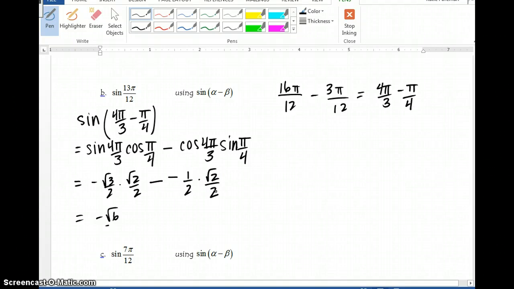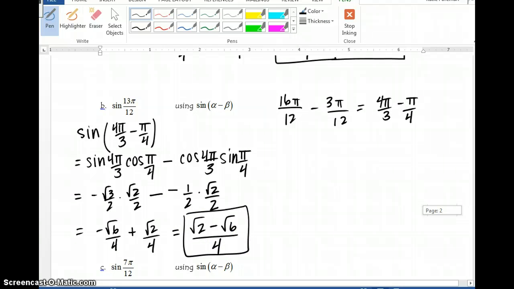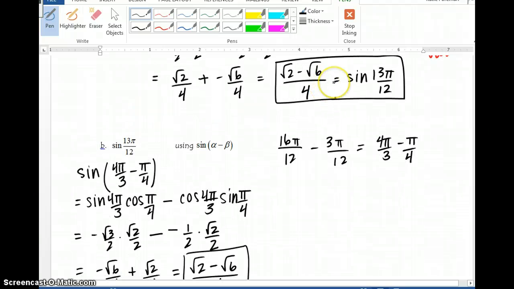Top times top, bottom times bottom. Minus a negative would make this a plus. Top times top, bottom times bottom. And then if I were to just rearrange the order, putting the positive square root of 2 first, minus the square root of 6, all divided by 4. It verifies the answer we already found in part A.